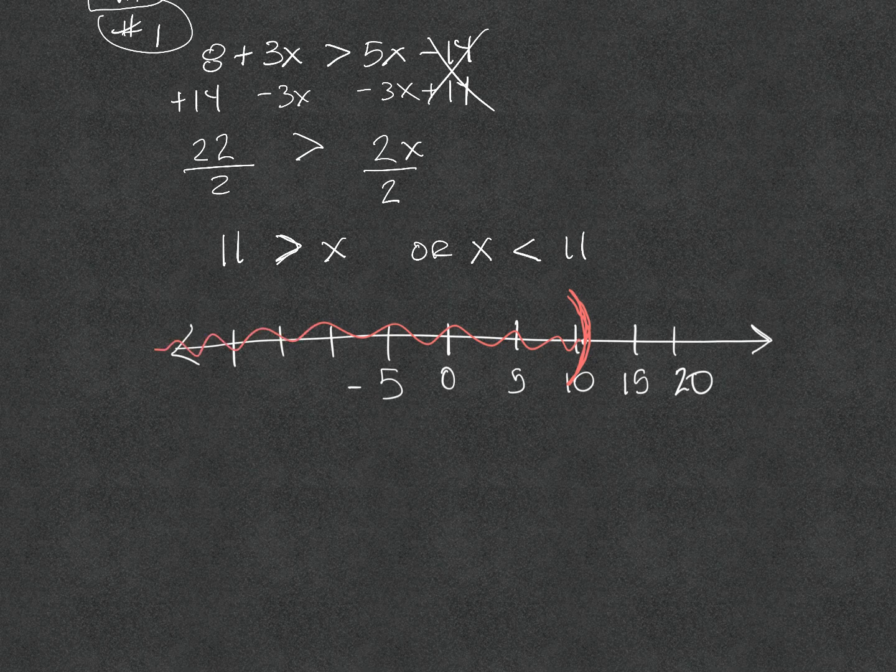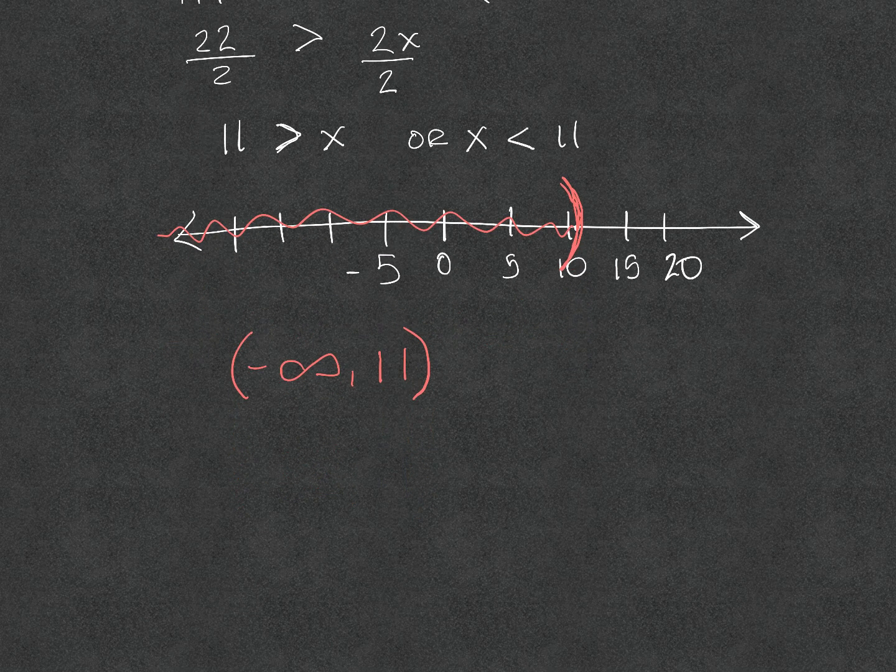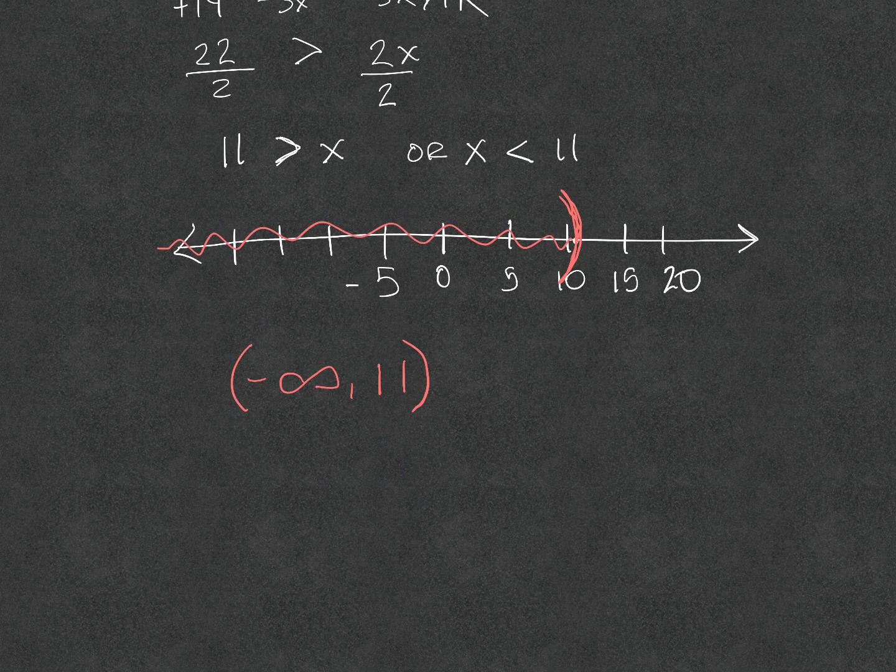So that my notation then would be negative infinity and 11. And I still have the parentheses. So hopefully you can see that it's actually quite helpful to do the parentheses on the number line or the brackets whenever you're graphing rather than the open and closed dots.